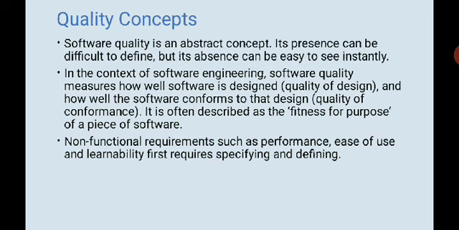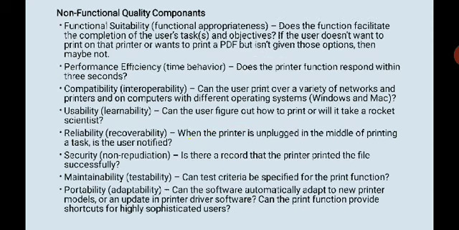So in the context of software engineering, software quality measures how well software is designed, that is quality of the design, and how well the software conforms to that design, that is quality of conformance. It is also defined as the fitness of purpose of a piece of software, that is, how well you are actually fitting to the SRS. So the known functional requirements such as performance, ease of use and learnability first require specifying and defining. So the various functional quality components.